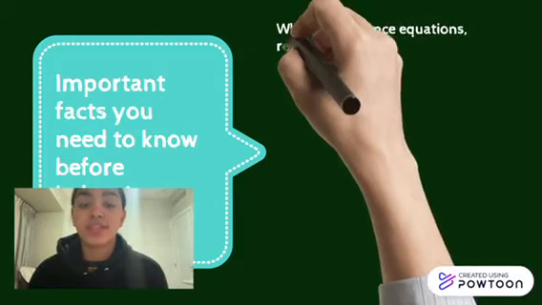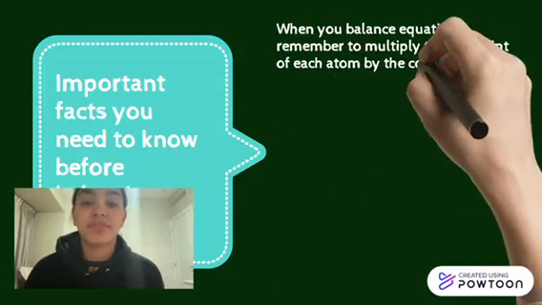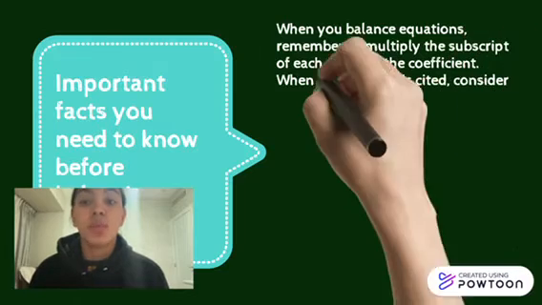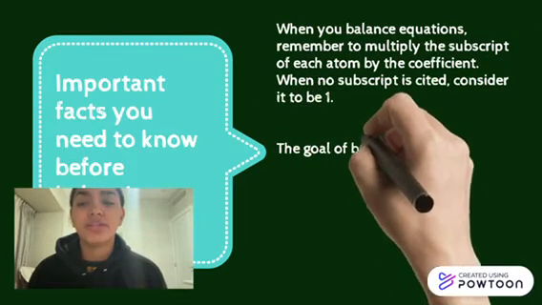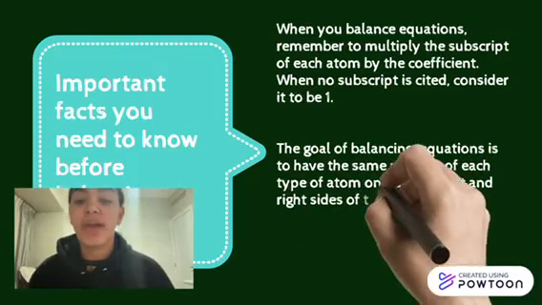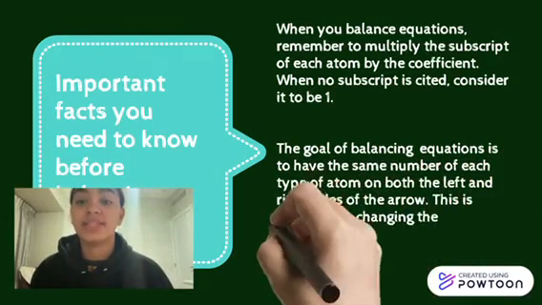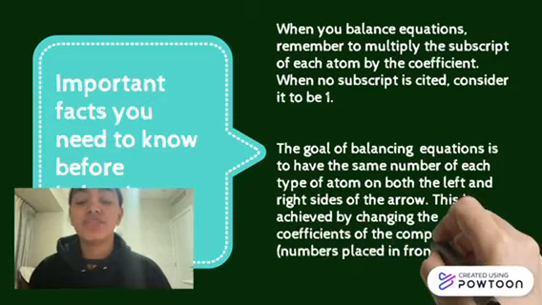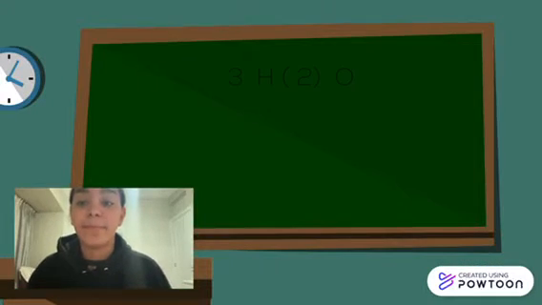When you balance equations, remember to multiply the subscript of each atom by the coefficient. When no subscript is cited, consider it to be 1. The goal of balancing equations is to have the same number of each type of atom on both the left side and the right side of the arrow. This is achieved by changing the coefficient of the compounds.